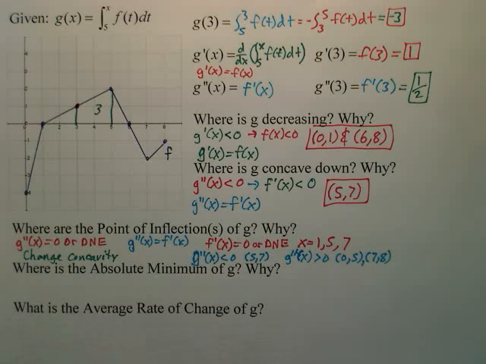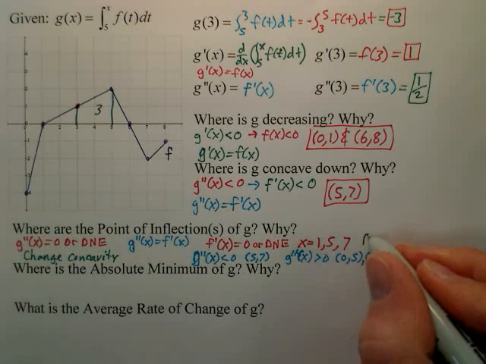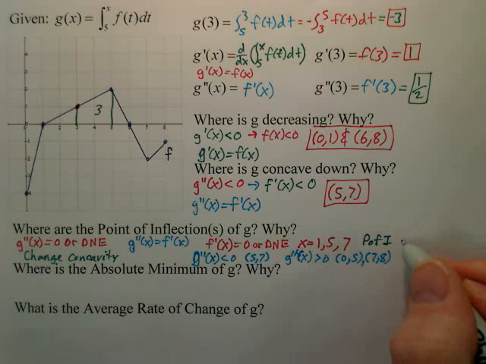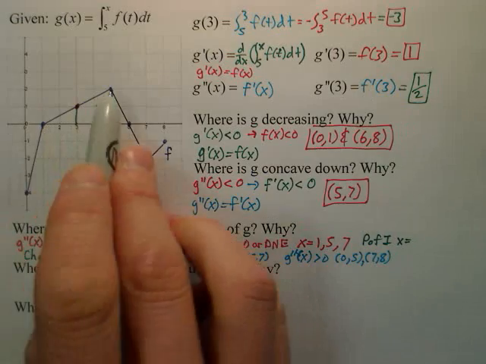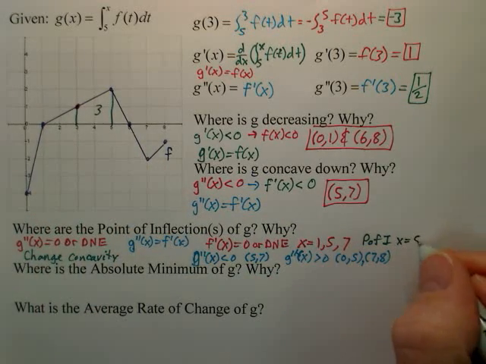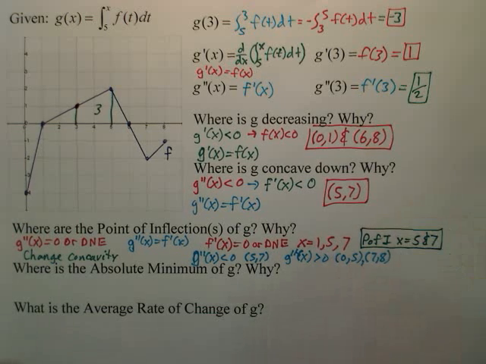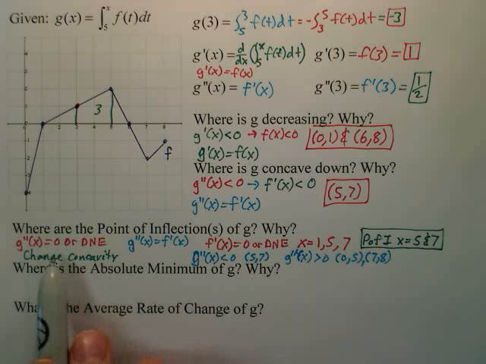And so my final answer is basically, where are my points of inflection? Well, my points of inflection are going to be x equals, let's see again, it was 5 and 7. Those would be where my points of inflection would be, at 5 and at 7. Again, it has to change concavity, and this is your stipulation to start with.